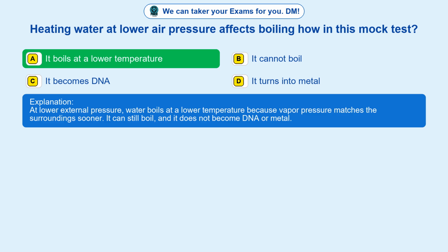At lower external pressure, water boils at a lower temperature because vapor pressure matches the surroundings sooner. It can still boil, and it does not become DNA or metal.